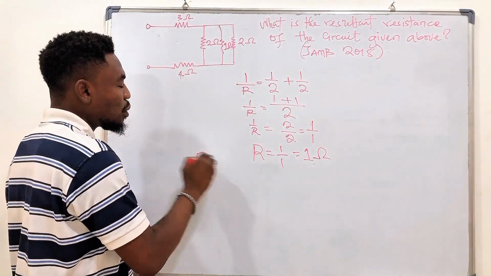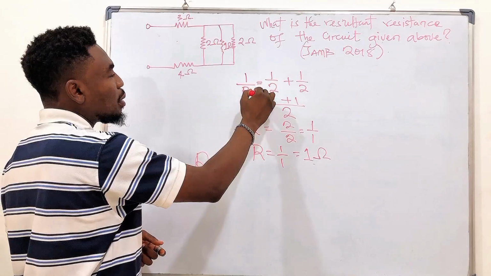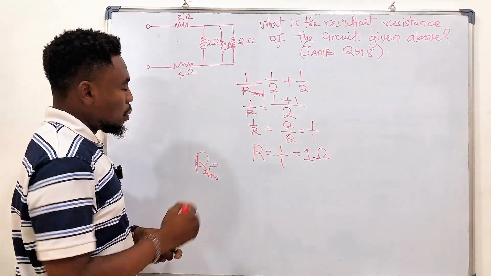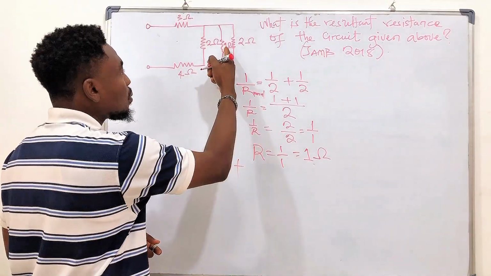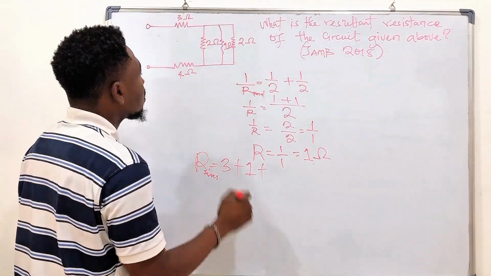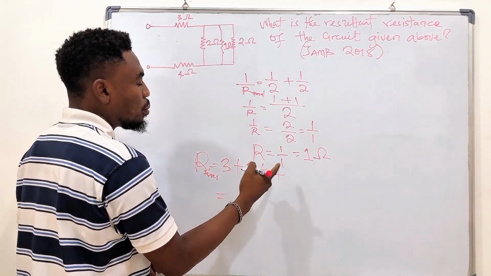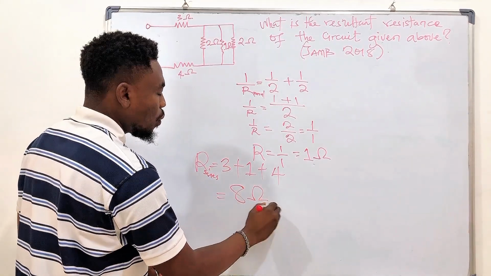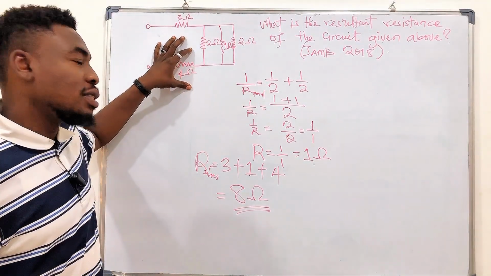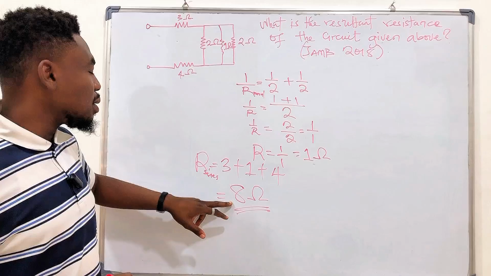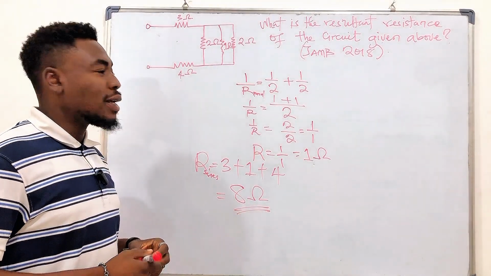So we have the resultant for the ones in series, with this being the parallel one. The ones in series is equal to 3 plus this 1 plus this 4, which is equal to 3 plus 1 is 4, plus 4 is 8 ohms. So at the end of the day, if you have a setup like this in any gadget, you're going to have a resultant 8 ohms of resistance in that gadget.